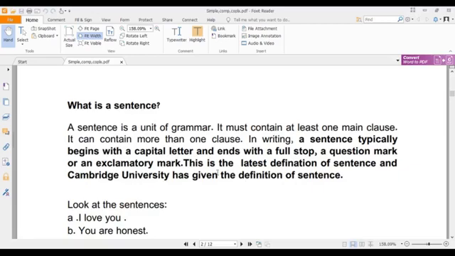Now we will know about sentence. What is a sentence? A sentence is a unit of grammar. It must contain at least one main clause.